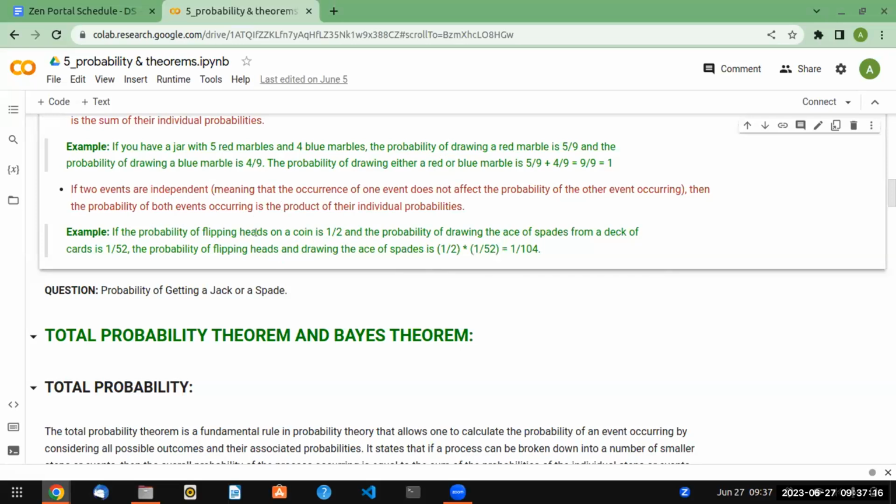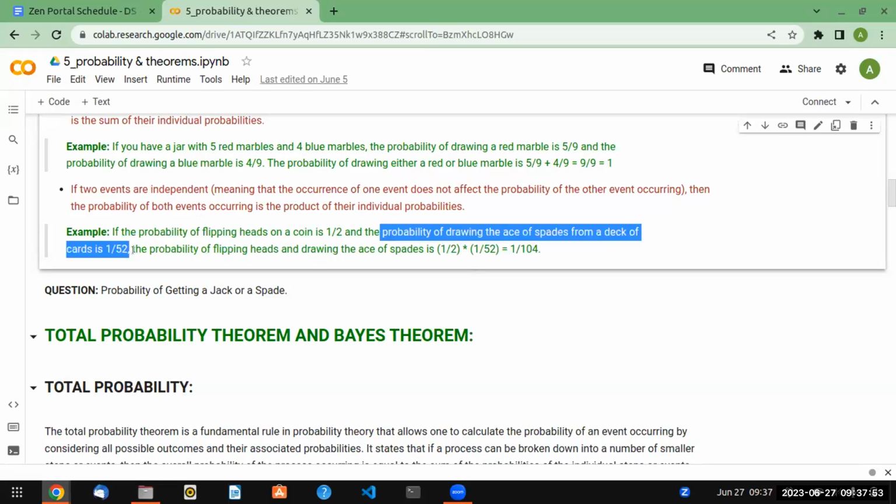Now if the probability of flipping head of a coin is 1/2, how is it 1/2? Probability of getting head, because head and tail, there are two possible outcomes. That is the sample space. Sample space is the total, which is the denominator. And getting head means 1, right? Out of head and tail, you are choosing head. That is a 50% chance you will get head and 50% chance you will get tail. That is one event.